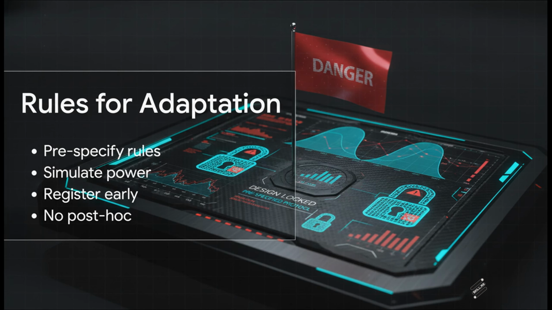But here is my major red flag warning for your team. You can never, ever make adaptation decisions after seeing the data. Doing that introduces study-killing bias. AI's role here is to help you transparently pre-specify all your decision rules, simulate your statistical power, and register your design early, way before a single participant is even enrolled. Absolutely no post-hoc changes. Vague adaptation rules will completely compromise your study's validity.